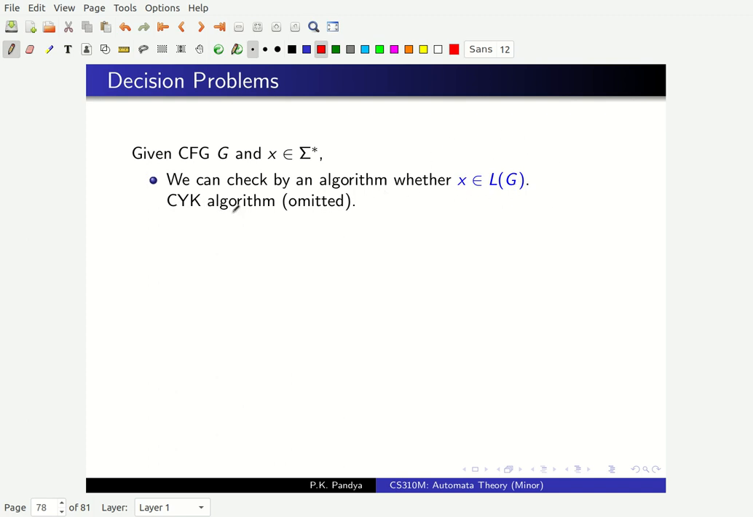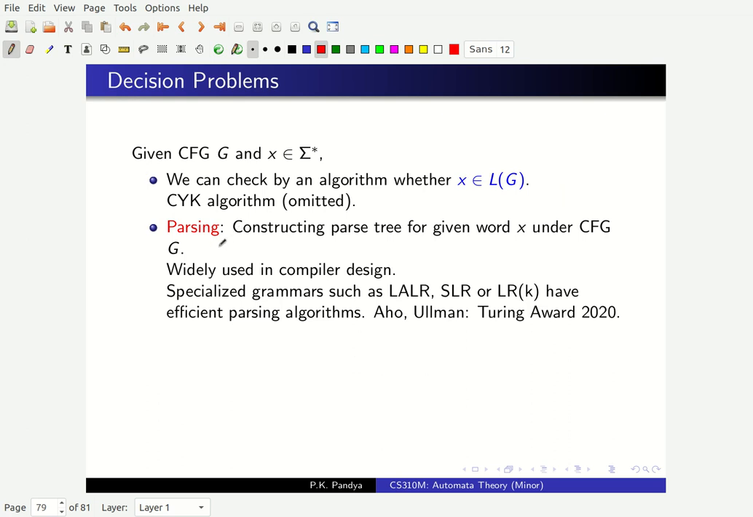There is an algorithm called the CYK algorithm. We will not study this algorithm here, but this runs in time order n cubed where X is of length n. So in order to check whether a string of length n belongs to the language of a grammar, we have this algorithm, the CYK algorithm, which takes order n cubed number of steps, okay? And it uses some sort of dynamic programming. Now I'm not going to do this algorithm, but it's enough for you to know that there is an algorithm which checks whether X belongs to L(G). So this is also called the membership problem. So the membership problem is decidable, right?